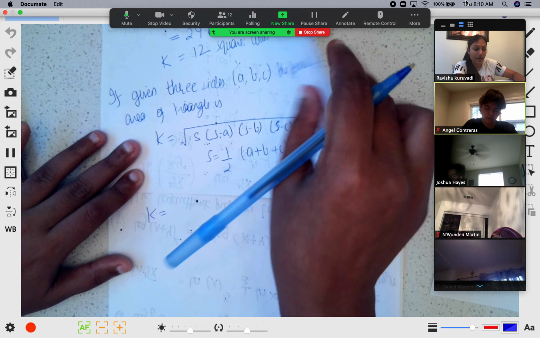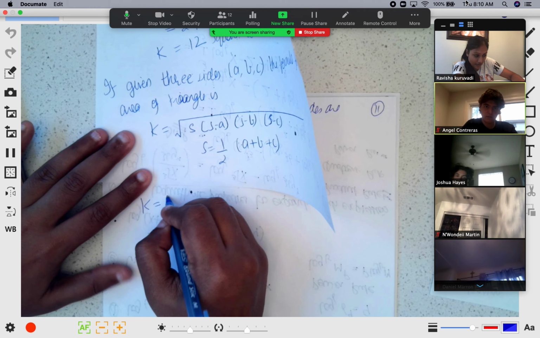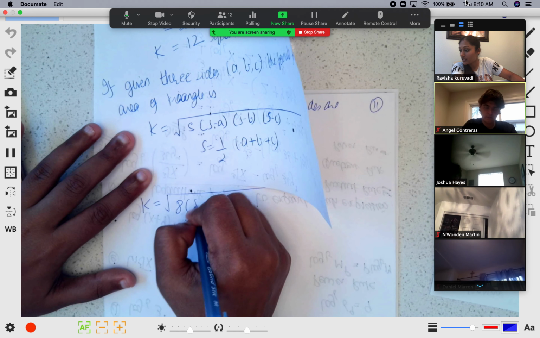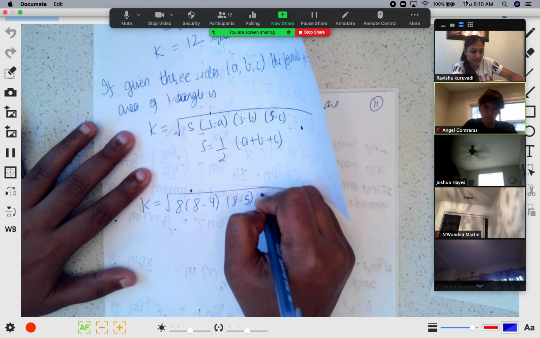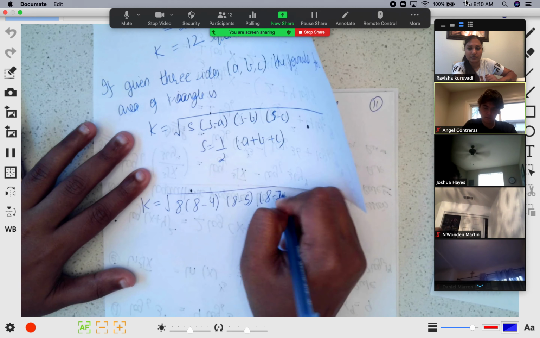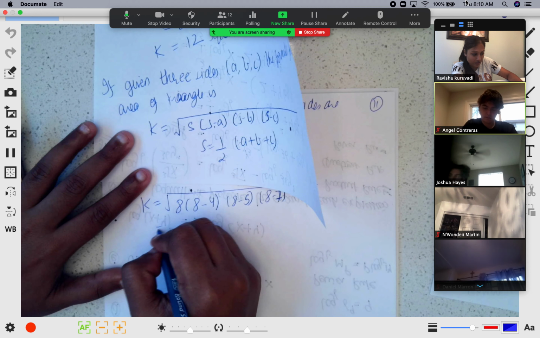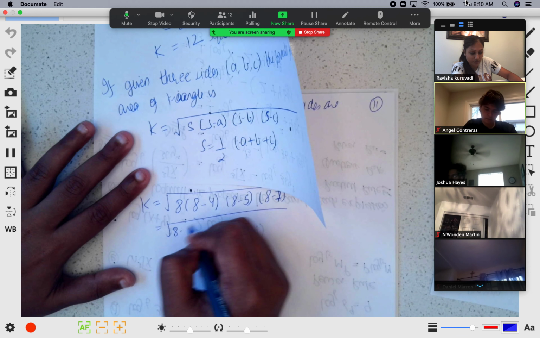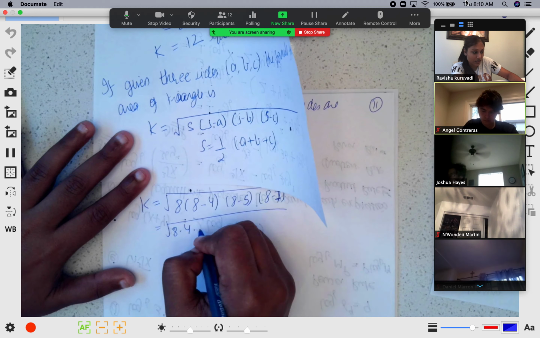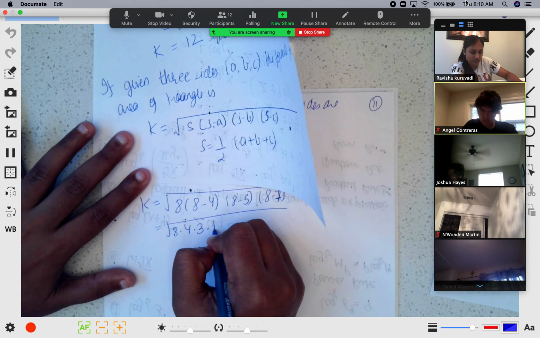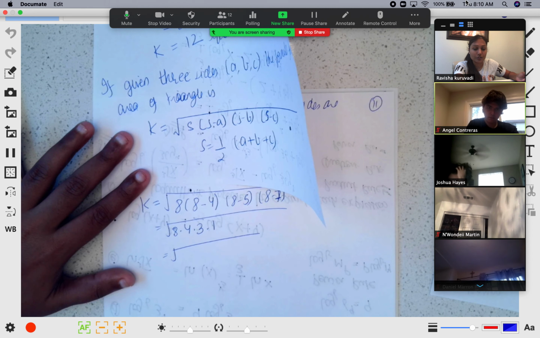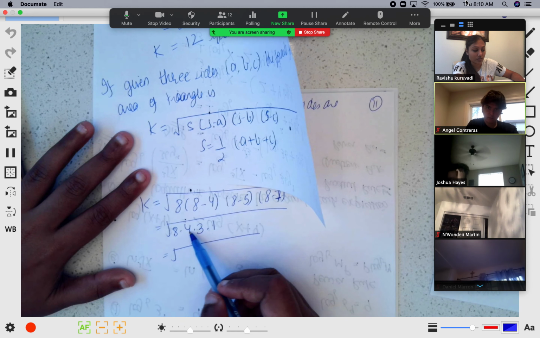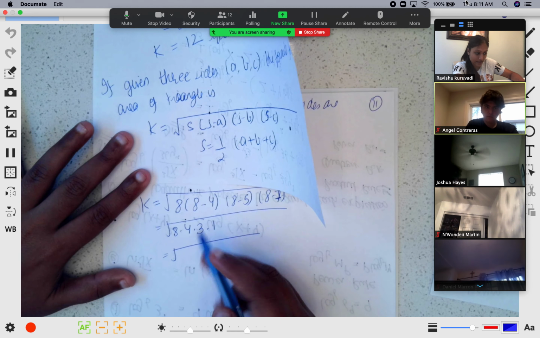Now since I found my S, I'm going to plug it in here. S was 8. 8 minus the first one, which was 4, then 8 minus 5, then 8 minus 7. Solve the brackets. You get 8 times 8 minus 4 is 4, 8 minus 5 is 3, 8 minus 7 is 1. And how do you do this? 8 times 4 is 32, 32 times 3 is 96.